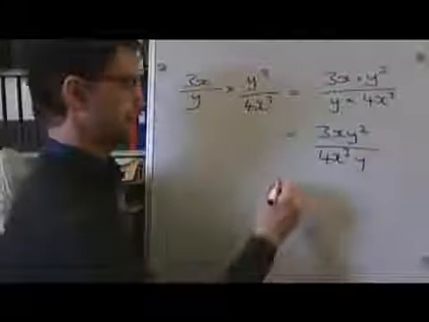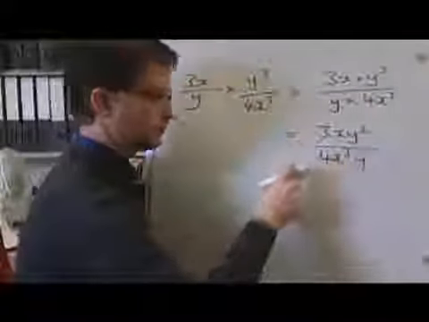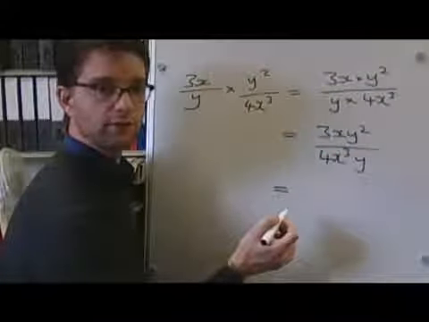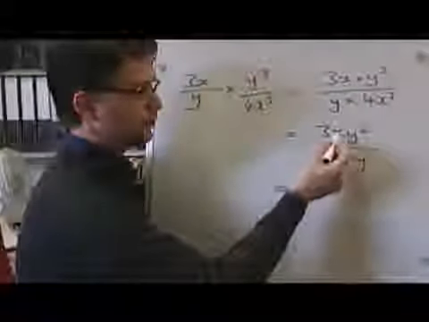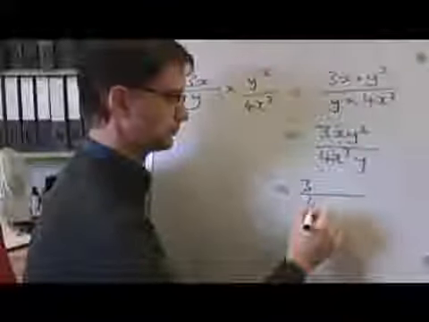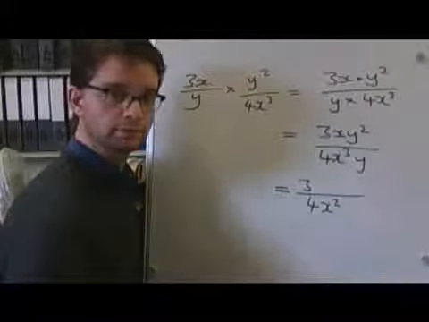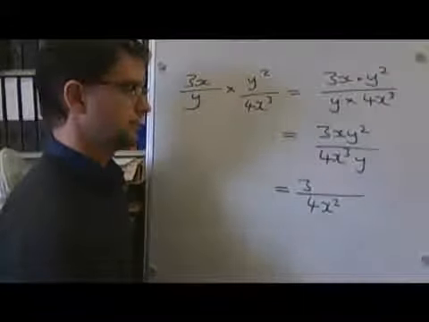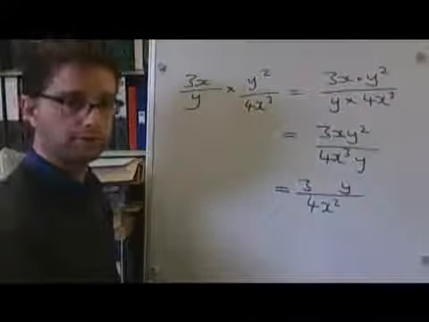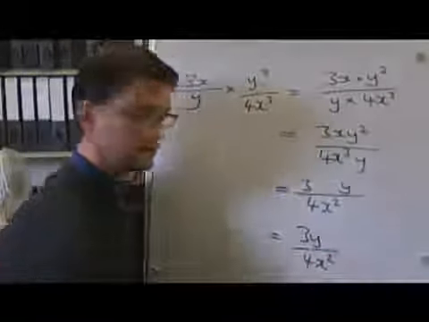And now I can do some cancelling. Because I've got x's all through the top, and y's all through the top, and x's all through the bottom, and y's all through the bottom, I don't think I can do anything with the numbers. I still think I've got 3 and a 4. But I've got x over x cubed here. I think x over x cubed just leaves me x squared on the bottom. And y squared over y just leaves me y on the top. And so I've got 3y over 4x squared.